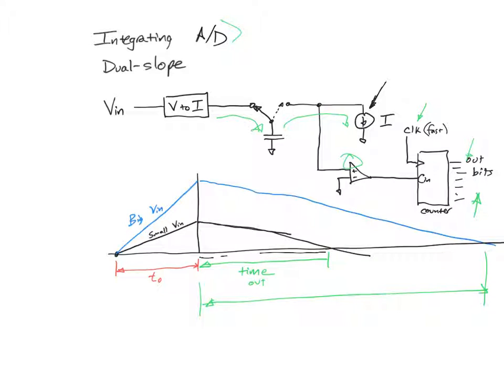And so if you had 16 bits, it's 2 to the 16 clock cycles that you might have to wait for something to happen, right? The maximum voltage would take 2 to the 16 clock cycles or so to cross 0. So that's why this is really slow.